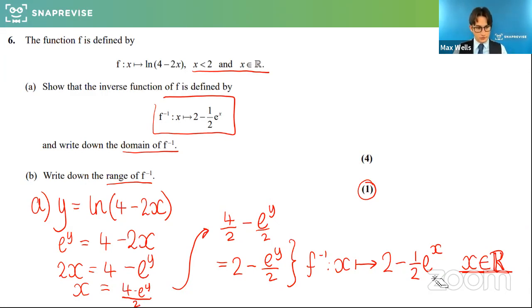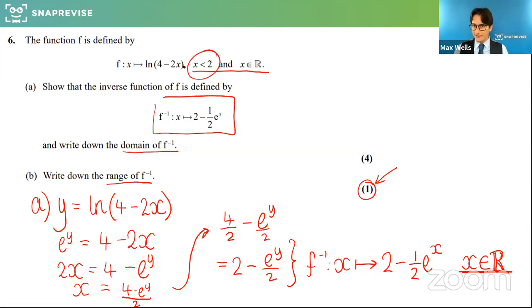Excellent, and some really good suggestions coming in. There's actually a little shortcut to this question, and this is why I've pointed out it's one mark. They love to do this because this is about spotting something. The range of the inverse is actually the domain of the original function.